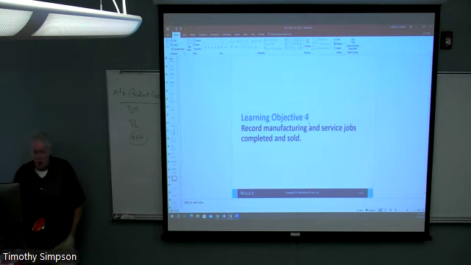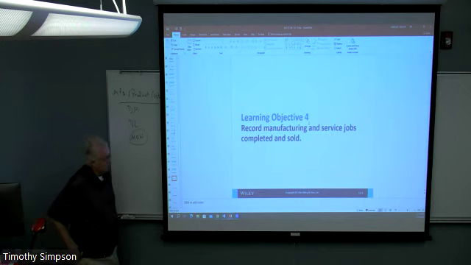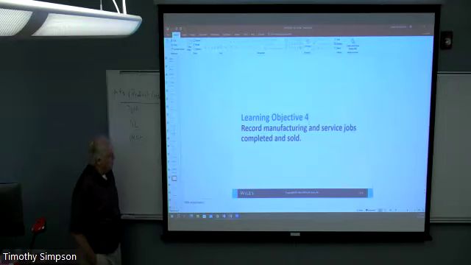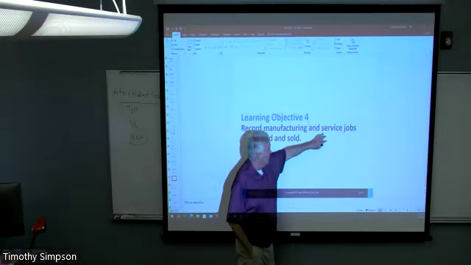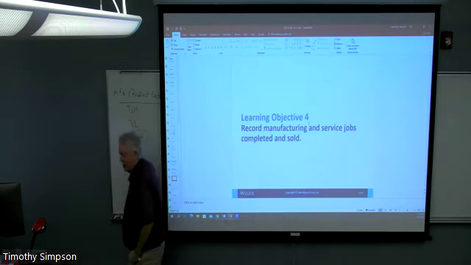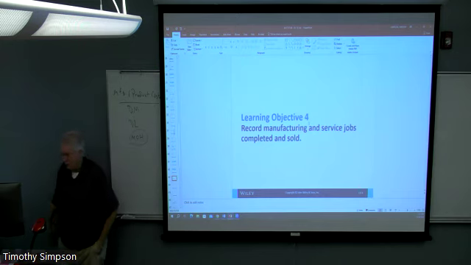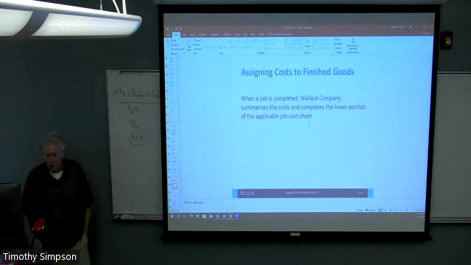Okay, let's move on. We have 2 more objectives in this module. There's a lot going on in this particular section of the module. We'll talk a little bit about service jobs and what to do about that. We'll also talk about a particular costing method, which is related to job order costing, but is sort of a unique kind of method of capturing costs that you may run into sometime in your existence.